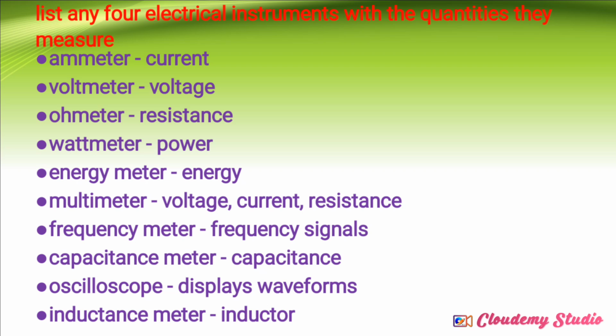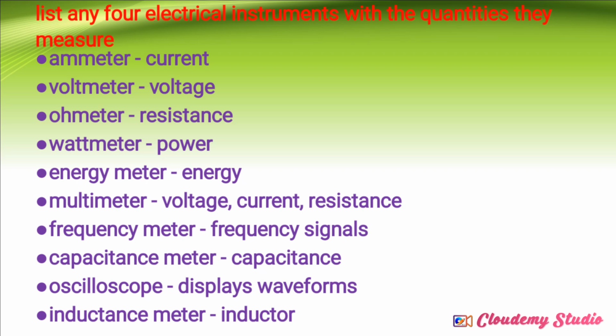you go to: list 4 electrical instruments with the quantities they measure. In electronics and in your entire course, I'm very sure that you interact with a lot of instruments that measure different parameters in the electrical sequence. So we have the ammeter, the analog ammeter that measures current. We have the voltmeter that measures voltage, ohmmeter resistance, wattmeter power, energy meter energy. The multimeter measures voltage, current, and resistance.